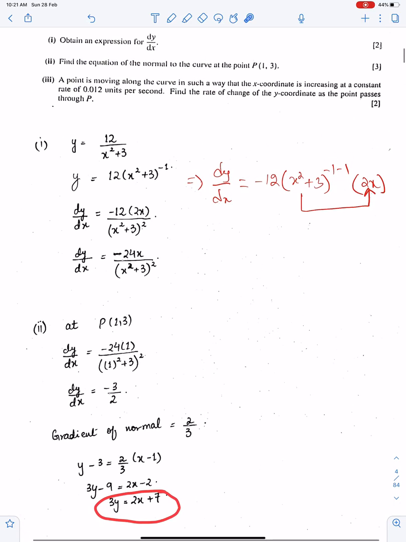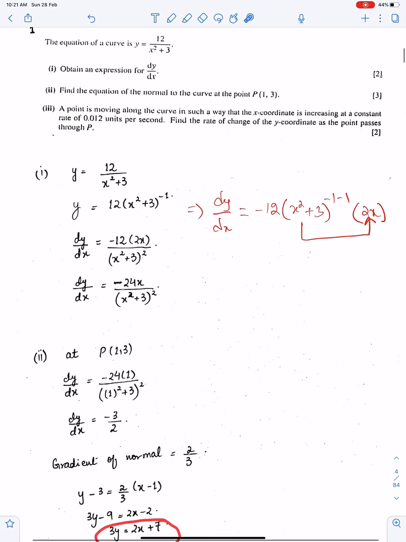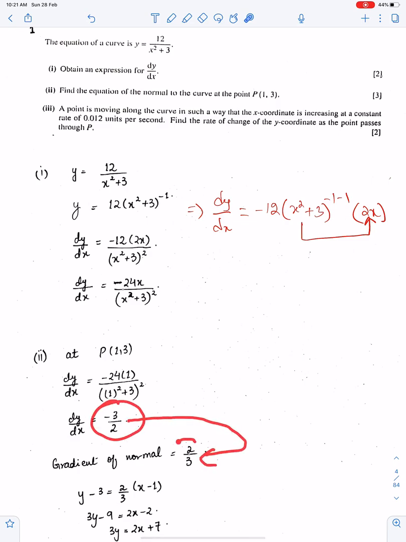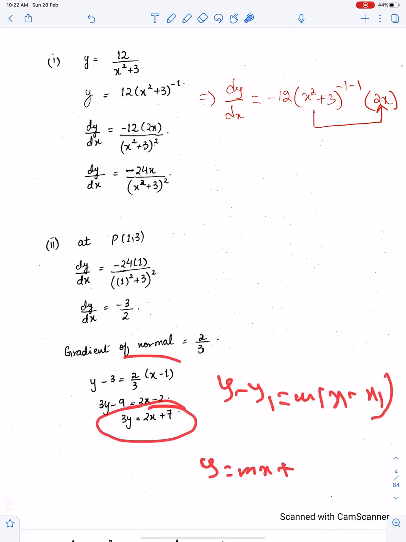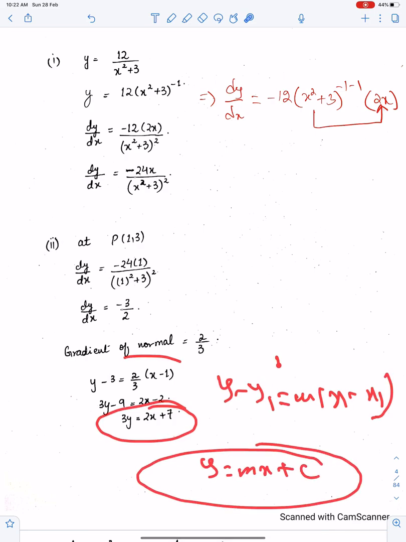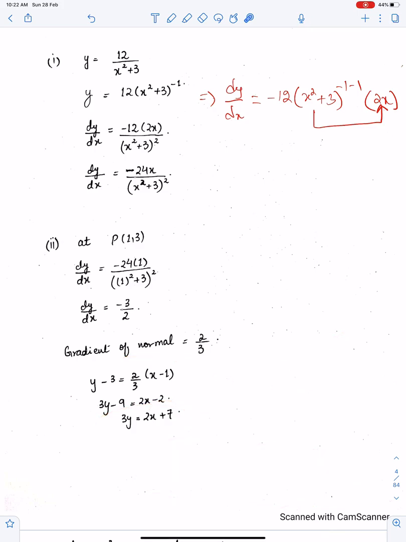So, in order to get the equation of the normal at this point, first get the gradient of the tangent at this point. And then take the inverse reciprocal of that gradient to get the gradient of the normal. And then use the equation y minus y1 equals m(x minus x1) to get the equation of the normal. You can also use the equation y equals mx plus c, but this will make the calculation difficult. This one makes the calculation simple.